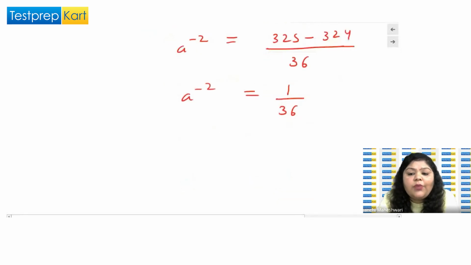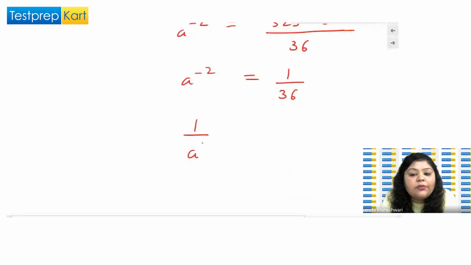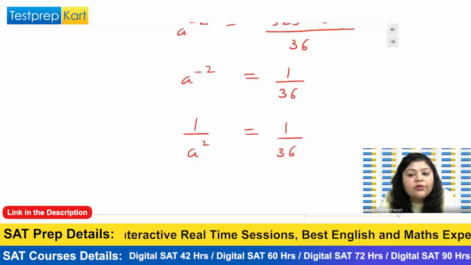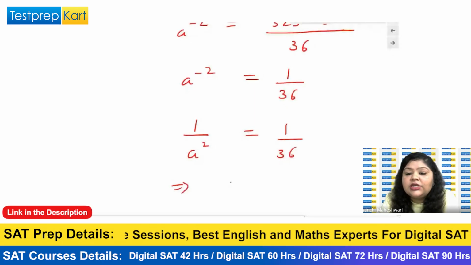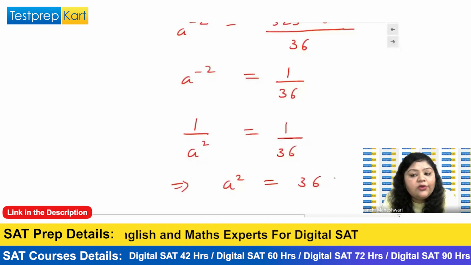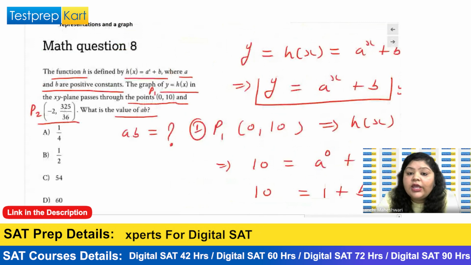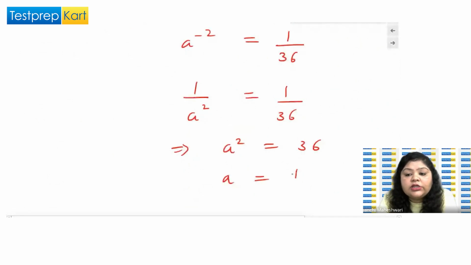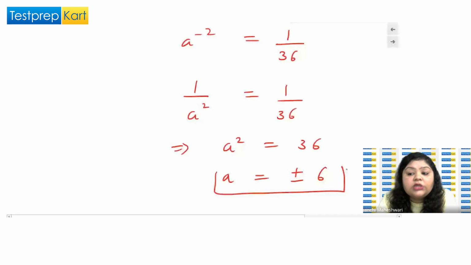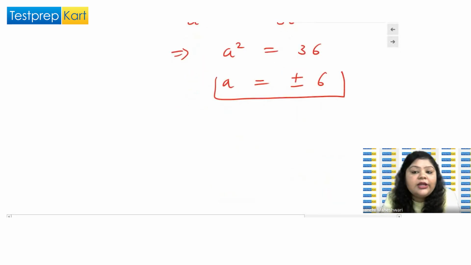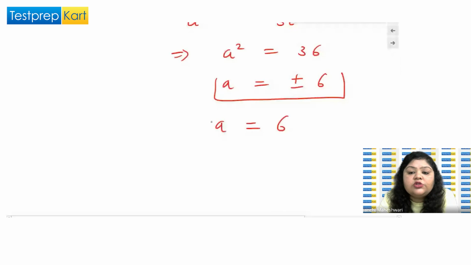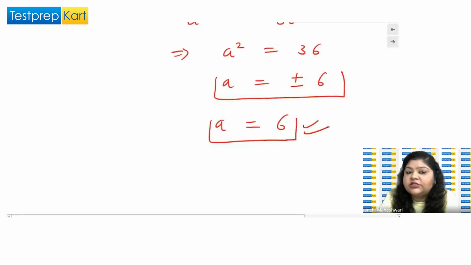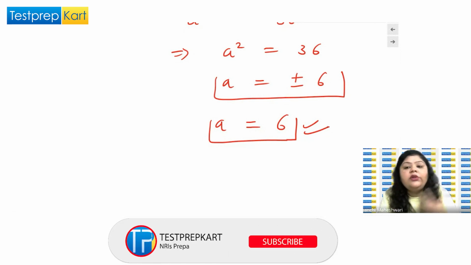Now a power minus 2 means what? Can't I say it is just 1 upon a square, that is equal to 1 upon 36. Then by cross multiplication I can say a square will be what? 36 only. And we know, have a look, A and B are positive constants. So if A square is equal to 36, of course A comes out as plus minus 6, but because A is a positive constant, you have to neglect minus 6, and definitely A equals plus 6 is going to be your correct answer. Why so? Because A and B are both positive constants. So you have to neglect the negative ones.